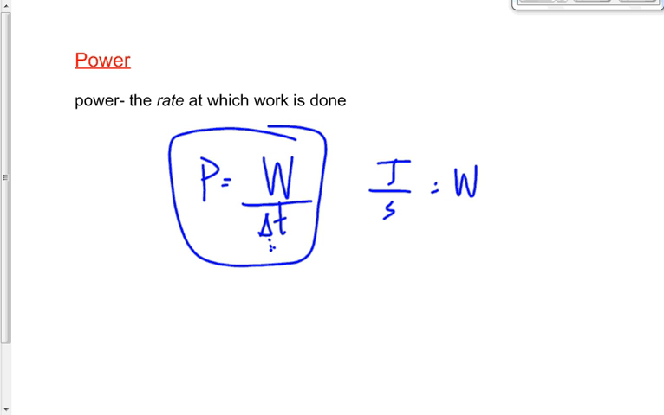Now, it's a little bit confusing here because the symbol for work is W. The symbol for watt is W. Work is in joules. Watts measures power, not energy. So it gets a little bit confusing, but usually it's okay. It's not so bad because of context.